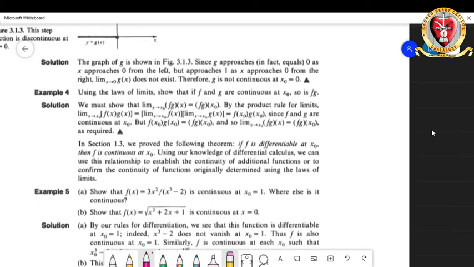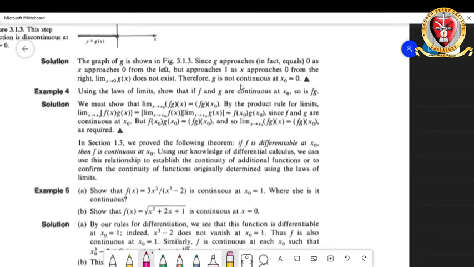And example 4 says that if two functions are continuous at a point x naught, we can assert that their composition, f composition g, is also continuous at x naught. So consider limit x tends to x naught f composition g of x. We have to show that limit x tends to x naught f composition g of x is equal to fg of x naught. That is our definition of continuity at that point, right?